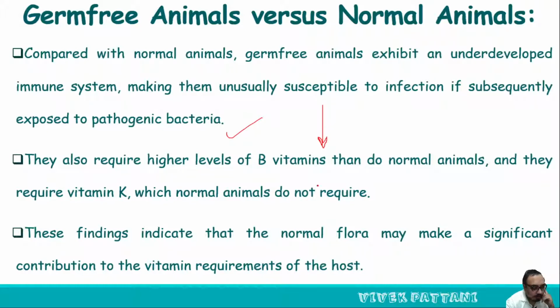And as I told you, they required higher levels of B vitamins than the normal animals, and they require vitamin K, whereas under normal conditions, where normal flora are present, the animals do not require vitamin K. From these findings, it indicates that the normal flora may make a significant contribution to the vitamin requirement of the host.